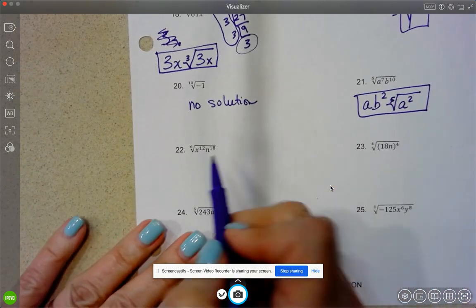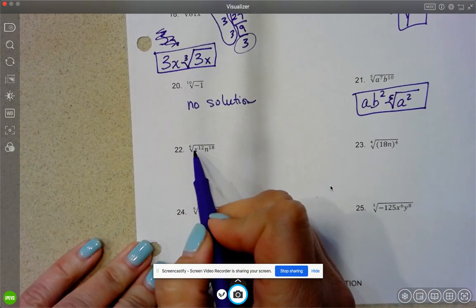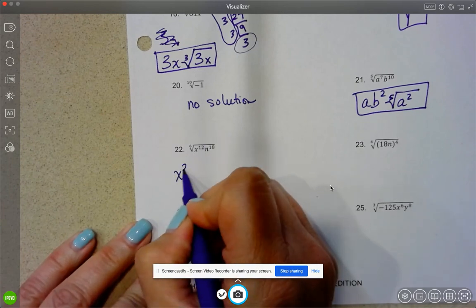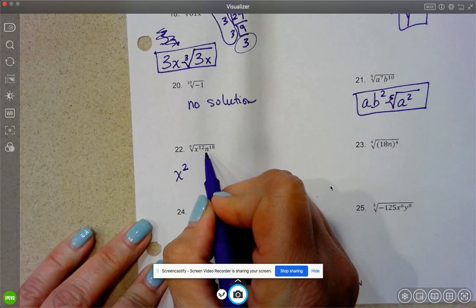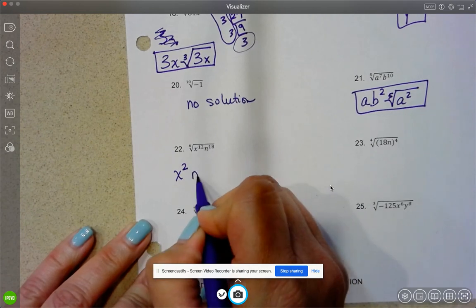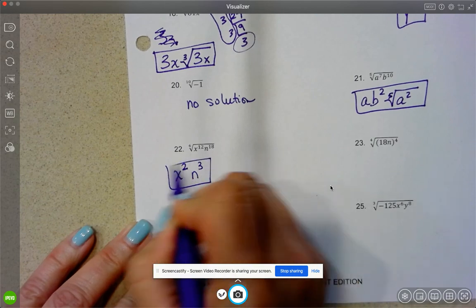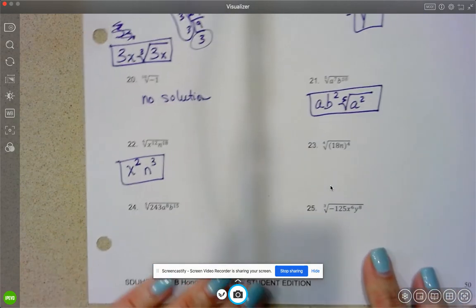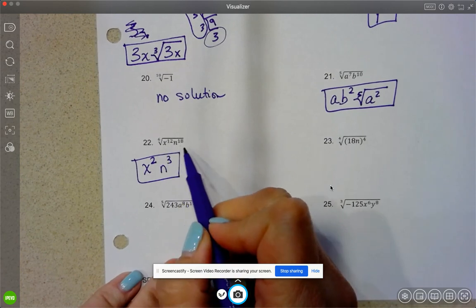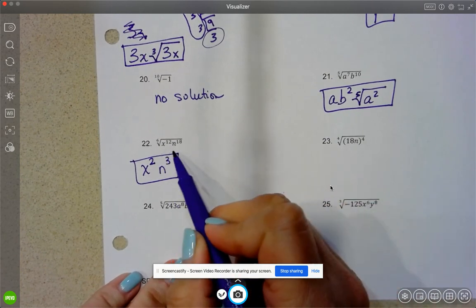Okay, here I want groups of 6. So how many groups of 6 x's can I take out of 12? 2 of them. How many groups of 6 n's can I take out of 18? 3. And if you don't feel like you get that, then you can just write it out. But that's going to take you a long time if they end up being big numbers.